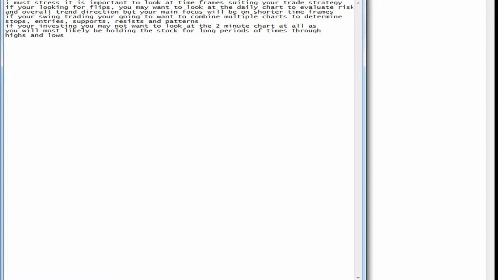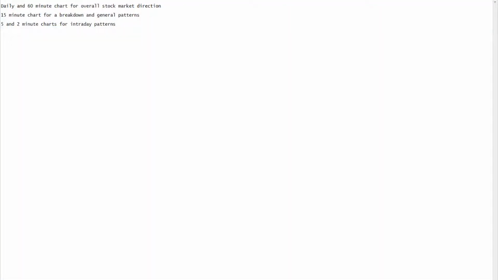If you're swing trading, you're going to want to combine the multiple charts to determine stops, entries, supports, resists, and trend patterns. If you're investing, you may not want to look at the 2-minute chart or the 5-minute chart at all, as you'll most likely be holding the stock for long periods of time and through highs and lows of the stock. So basically the charts I'm looking at are the daily and the 60-minute chart for overall stock market direction and general support, resistance, and breakout reversal patterns, things like that.